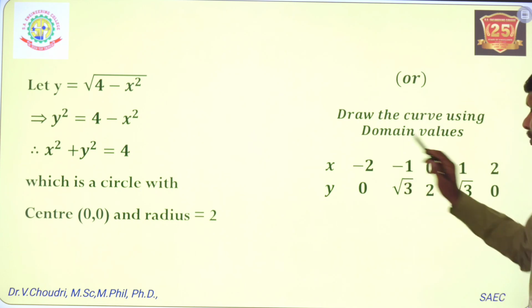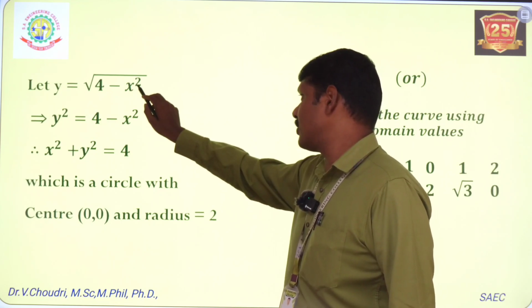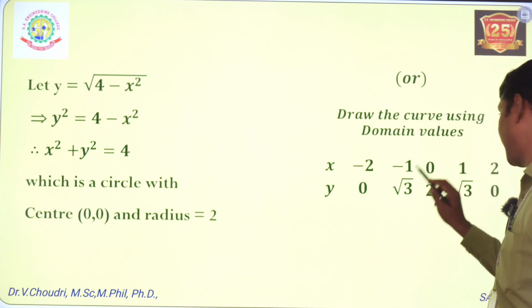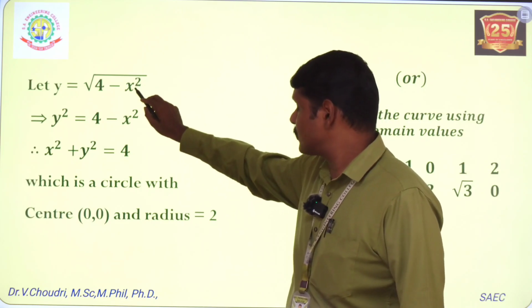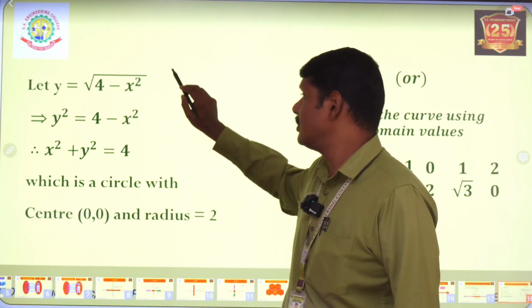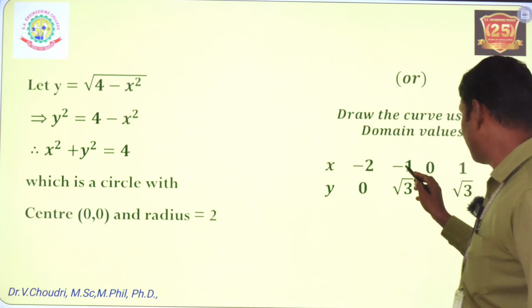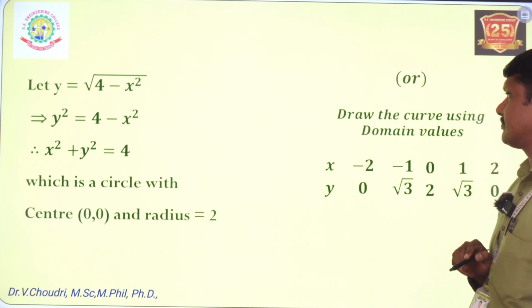When we substitute x value equal to minus 2, square is 4, and 4 minus 4 gives value 0. And x value equal to minus 1 and plus 1: minus 1 square value is plus 1, plus 1 square value is plus 1. 4 minus 1 is 3, so y value equal to root 3. When x value equal to minus 1, y value equals root 3, and for plus 1 also root 3.